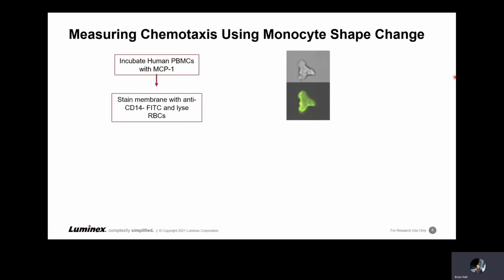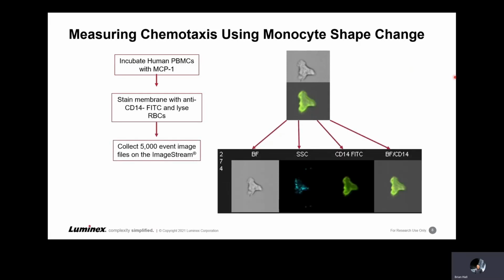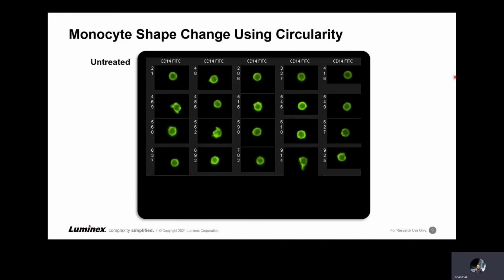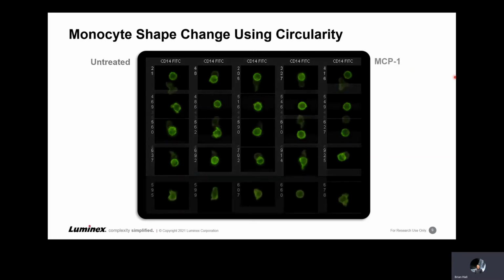And then we're going to surface label the monocytes with CD14, collect 5,000 events on the ImageStream, and we're going to try and quantify shape change using an algorithm that we call circularity. Circularity is a good example of how you can use quantitative morphology to really characterize the overall shape of your cells. So in the untreated sample, you can see that most of the monocytes are spherical, have a round presentation.